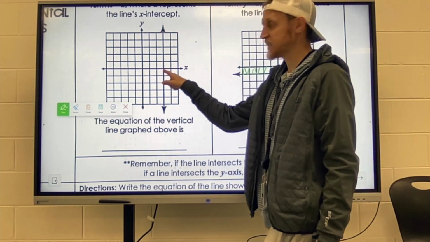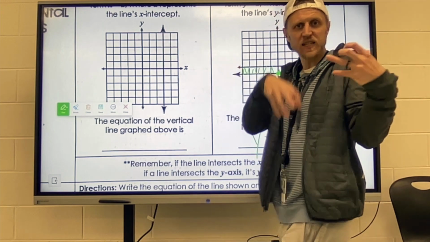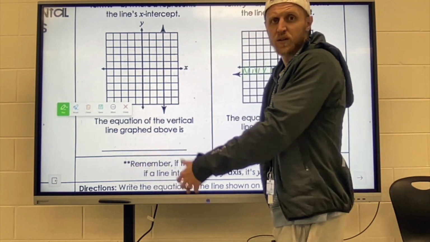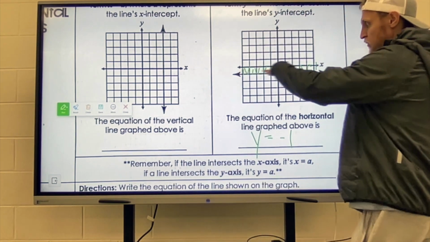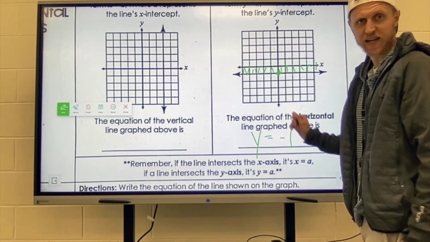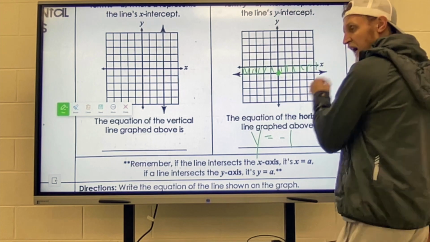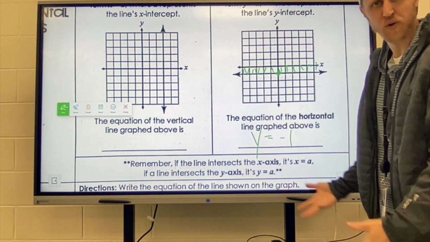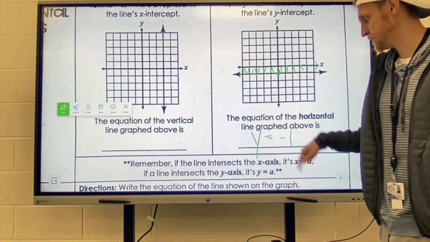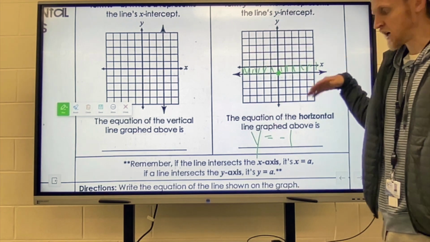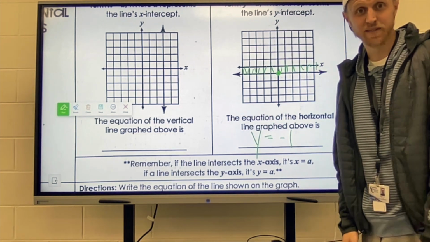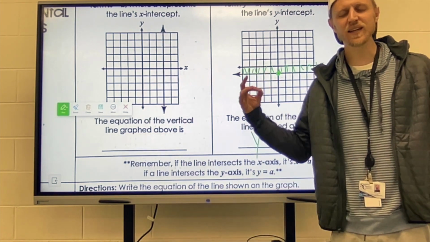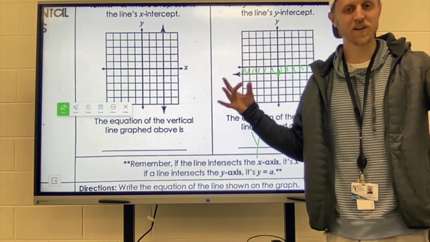And wherever it crosses that x-axis, you would just put x equals that number. That's how you would write the equation of that line. But if it's a horizontal line, it will always be crossing the y-axis. So you're crossing at y equals whatever that number is. In this case, it was -1, because everywhere on the line is going down by 1. That's pretty much it. It's easy if you know how to do it.